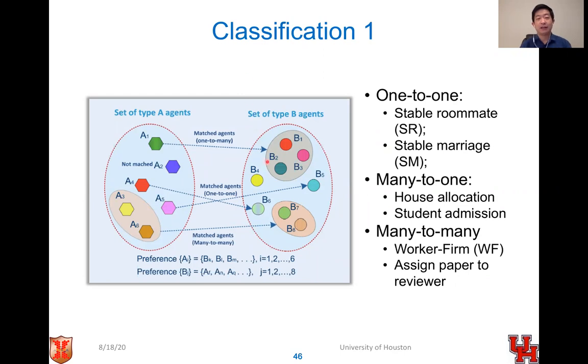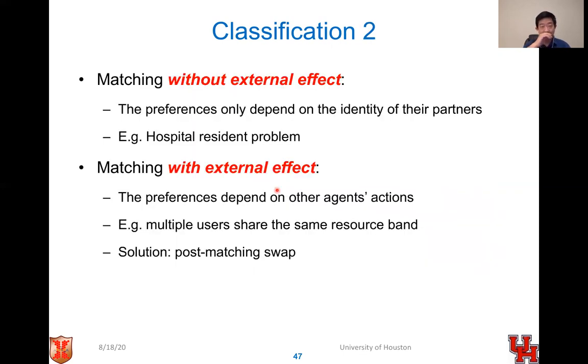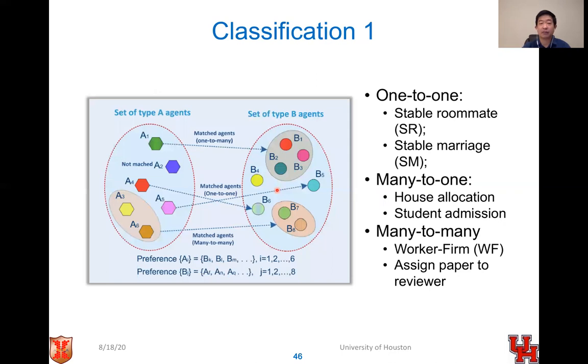And then we have much more complicated cases. We have one-to-one matching, for example, stable marriage and unstable roommate. In America, the roommate case is where you have two roommates. And there is many-to-one matching, like house allocation and student admission, and many-to-many. We will talk about this later. So this is the first type of classification.